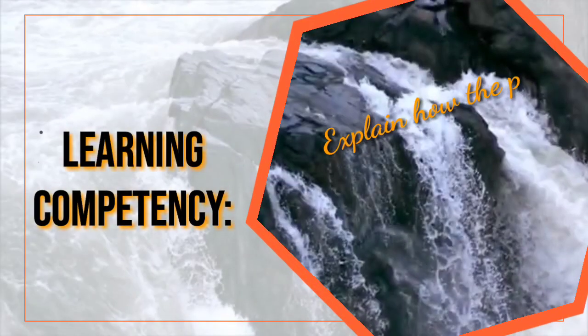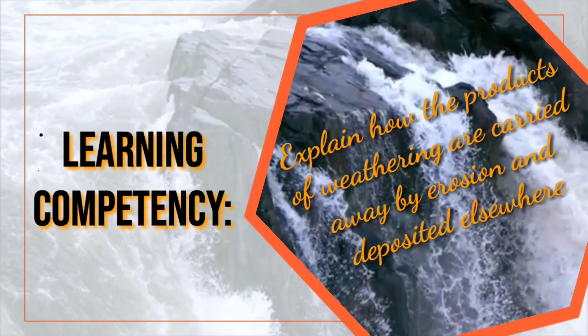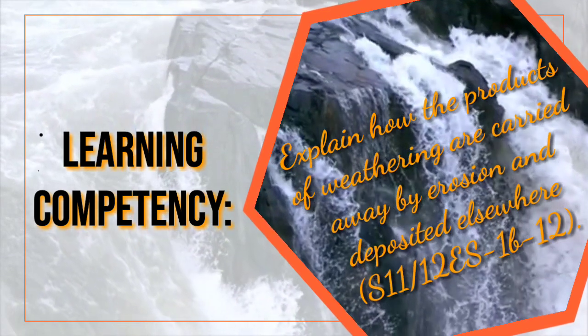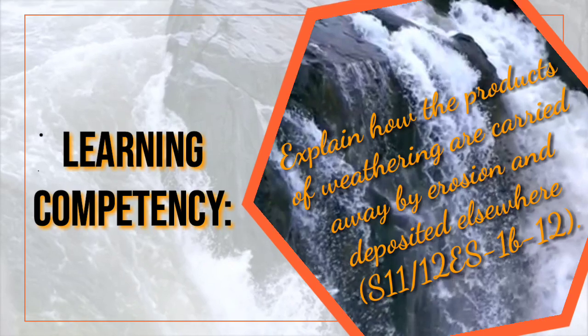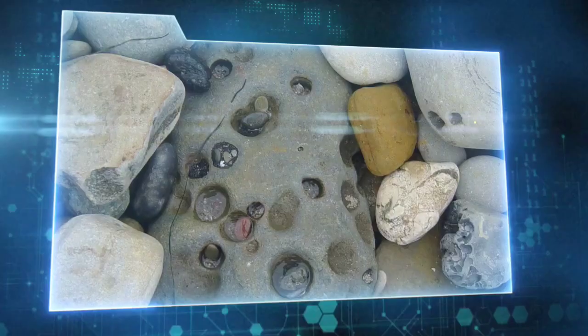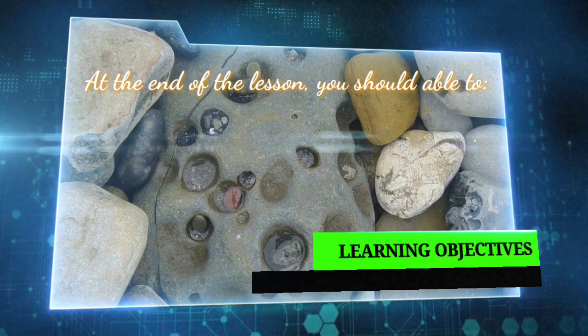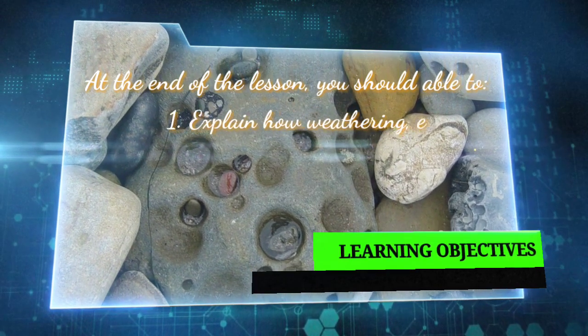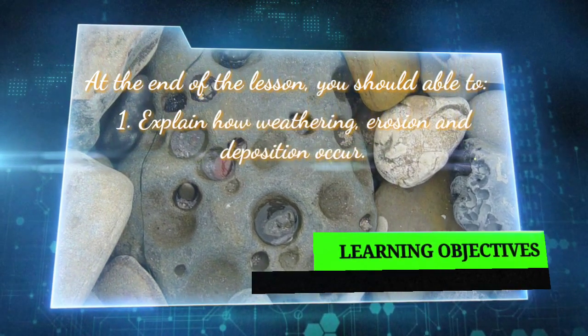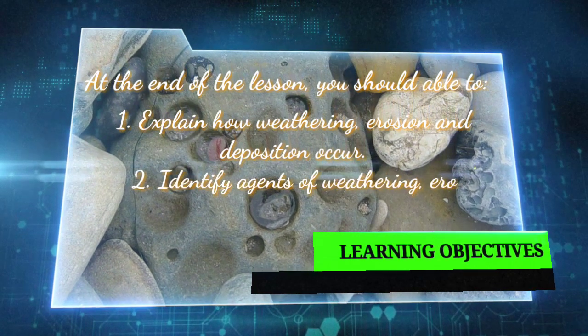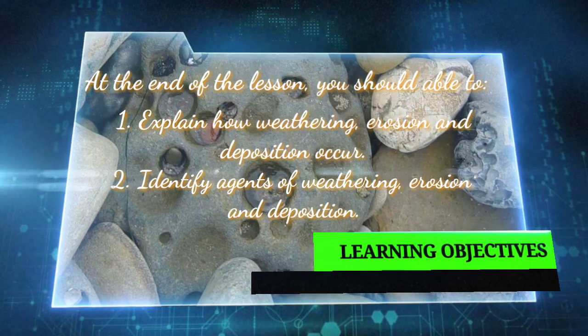Our discussion will focus on the learning competency: explain how the products of weathering are carried away by erosion and deposited elsewhere. At the end of the lesson, you should be able to: 1. Explain how weathering, erosion, and deposition occur. 2. Identify agents of weathering, erosion, and deposition.